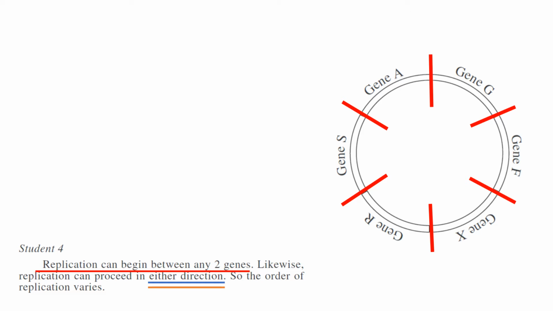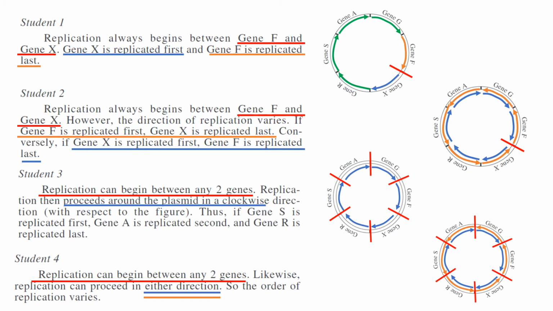Replication can proceed in either direction. Okay, so student 3 said clockwise, student 4 said either direction. So now we can see them laid out. Student 1 and 2 are very similar, they differ in direction, and student 3 and 4 are similar, they differ in direction. Student 2 and 4 are similar in that they believe it can go either direction, and student 1 and 3 both go clockwise.